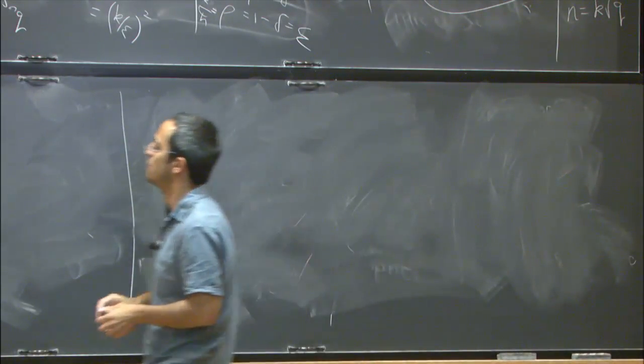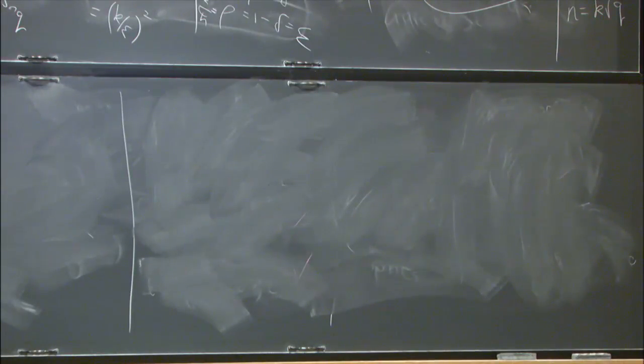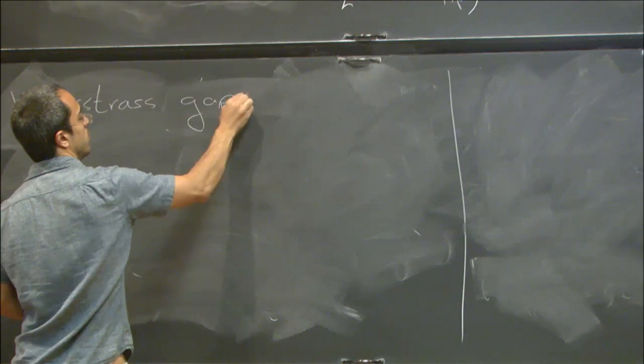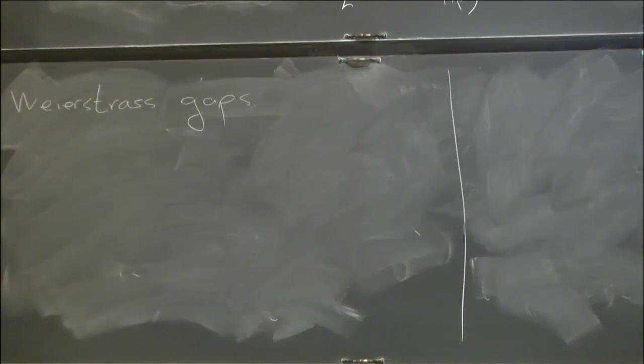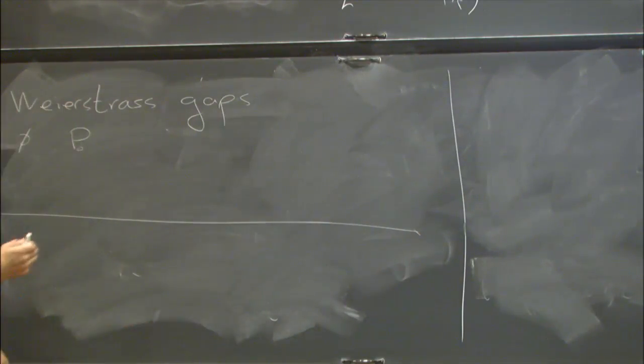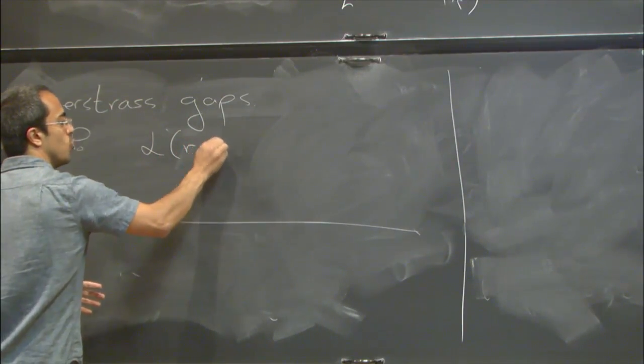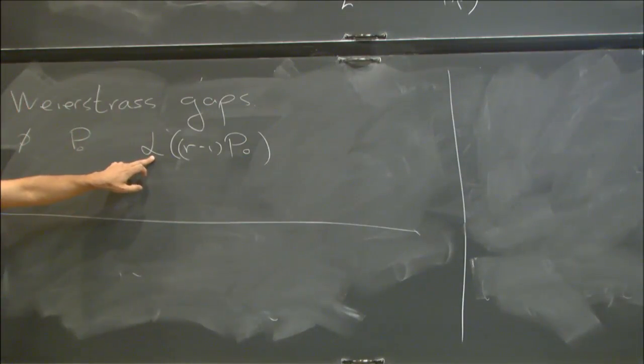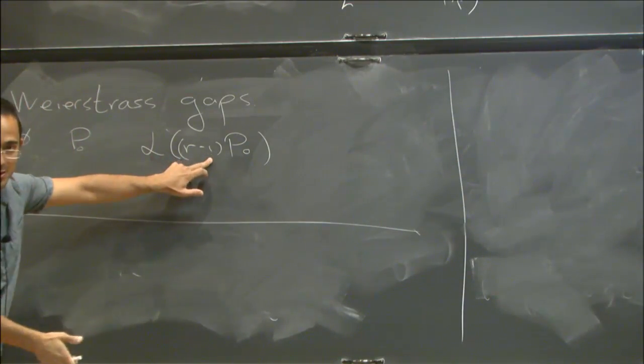So here's the thing. I need to talk about Weierstrass gaps. So what's a Weierstrass gap? Say you have a function field, like we do, and you have this favorite place in mind, p0, and you're asking the following question: does it help to allow one more pole at p0? So say you look at L of (r minus 1) p0. These are all functions in the function field that have at most r minus 1 poles at p0.